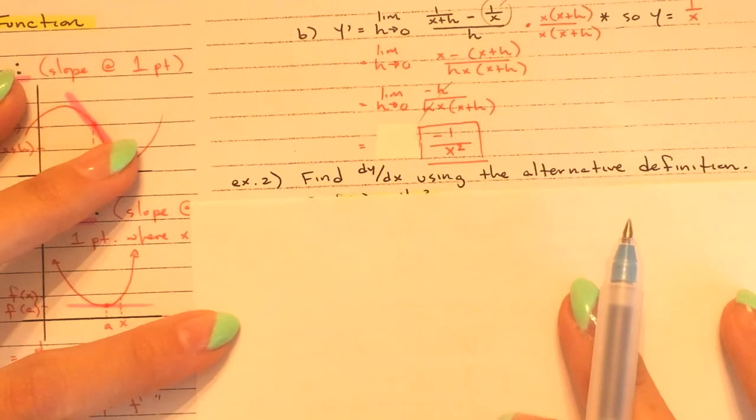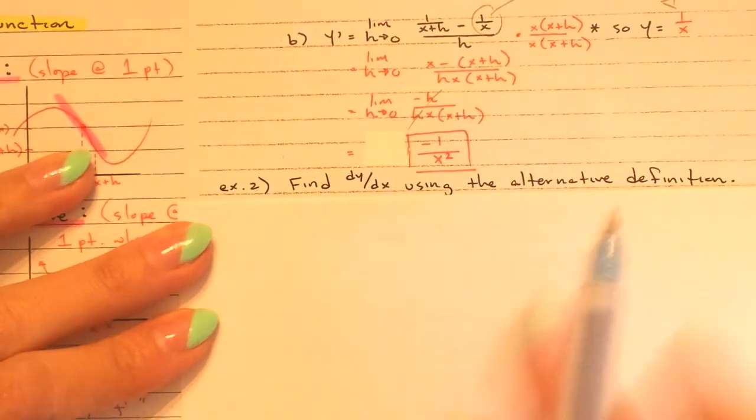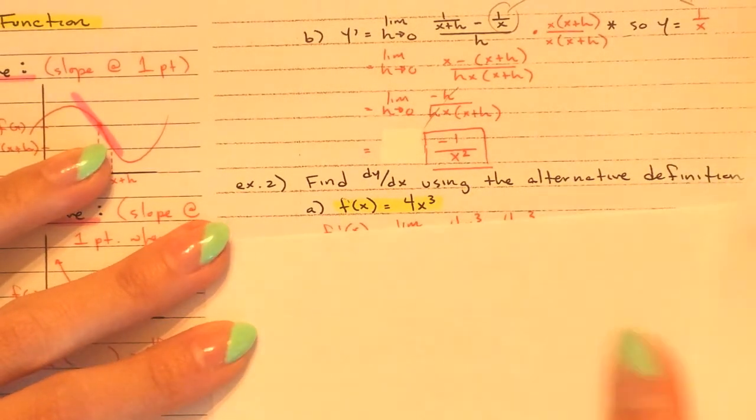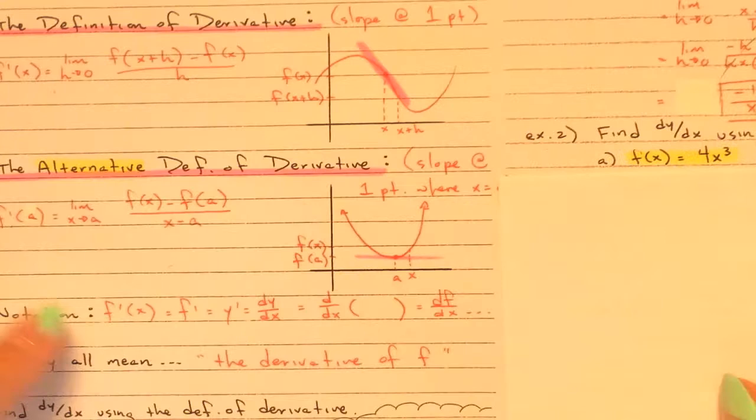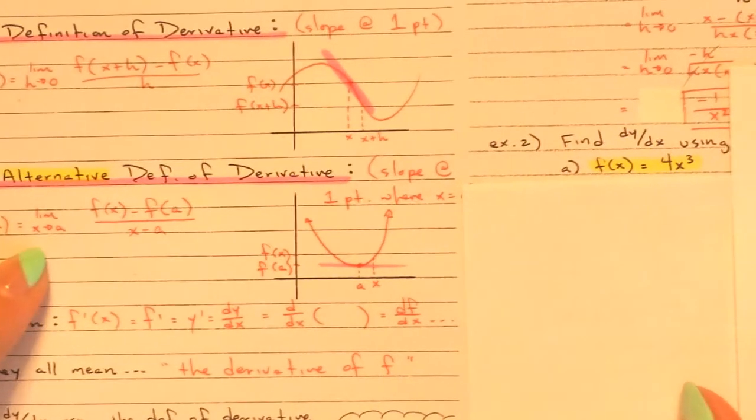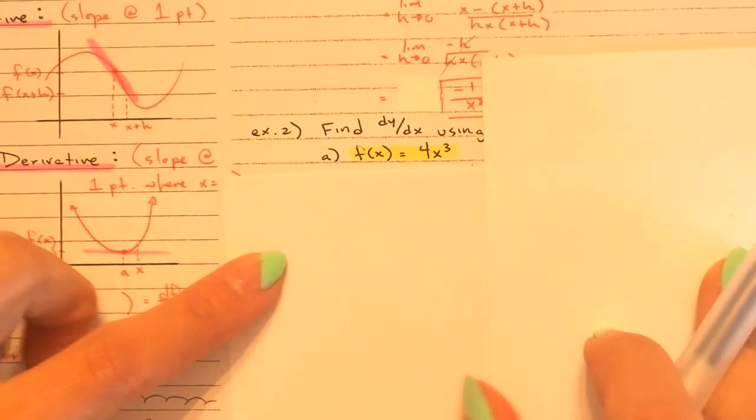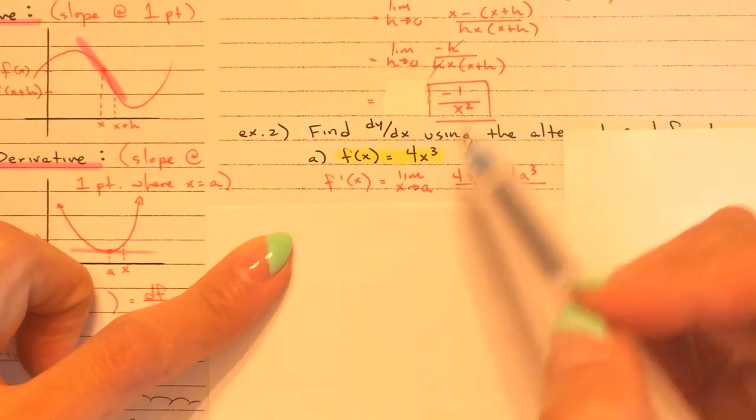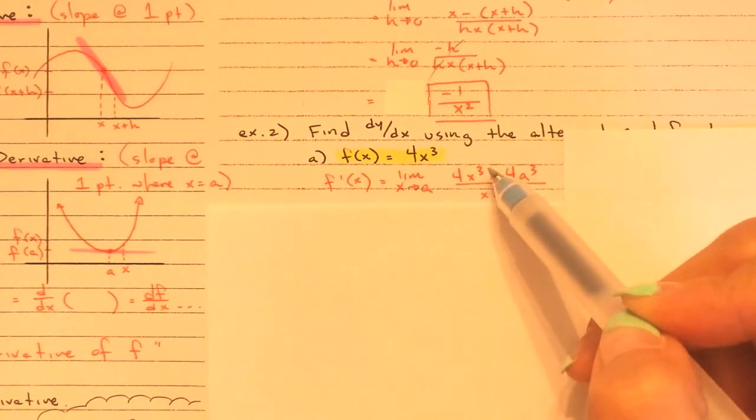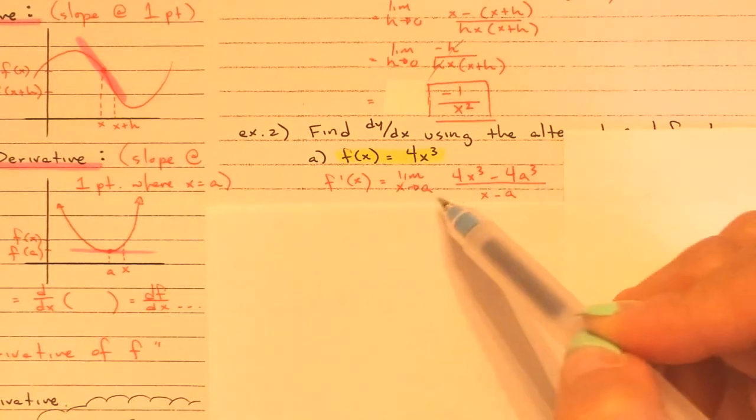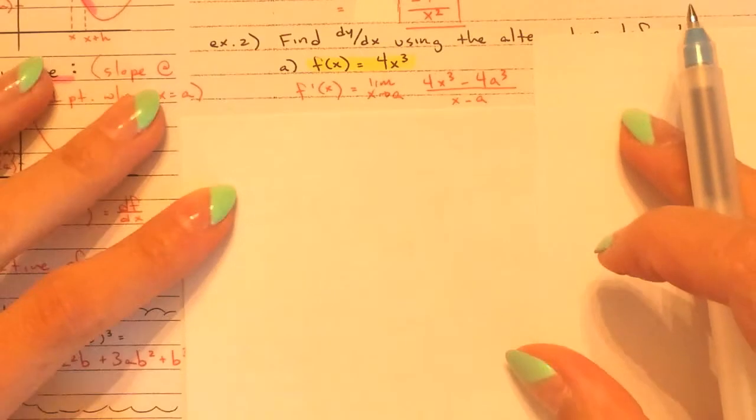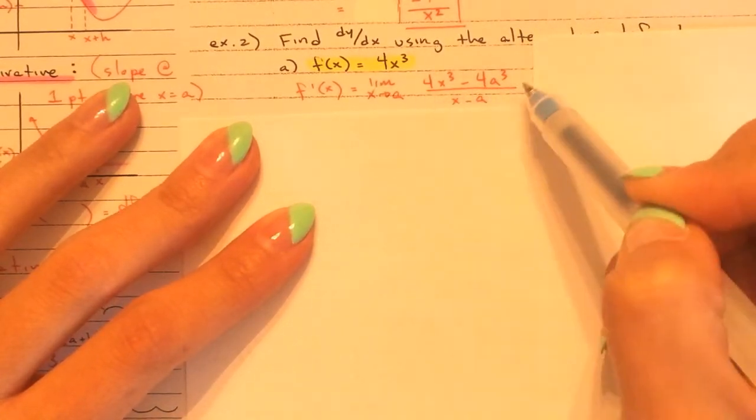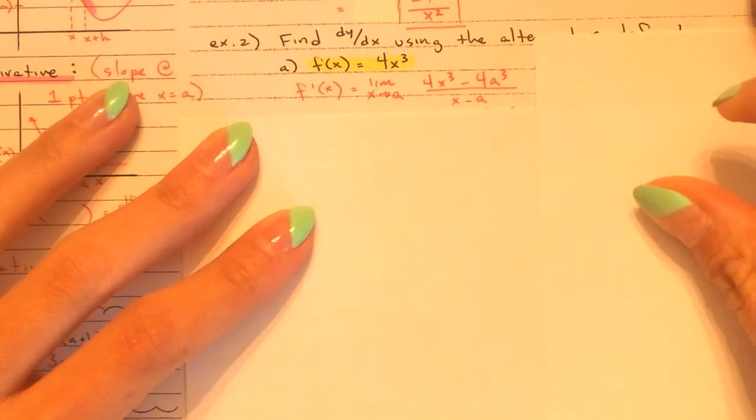Okay, so the next one, it says find dy over dx. So find the derivative using the alternative definition. Okay, so alternative definition, you have to use this. So plug in the limit as x approaches a of 4x cubed minus 4a cubed all over x minus a. All right. And then we're going to go ahead and work with this. So how can we work with this? Oh, we probably have to factor, because eventually we have to get rid of this part on the bottom, right?